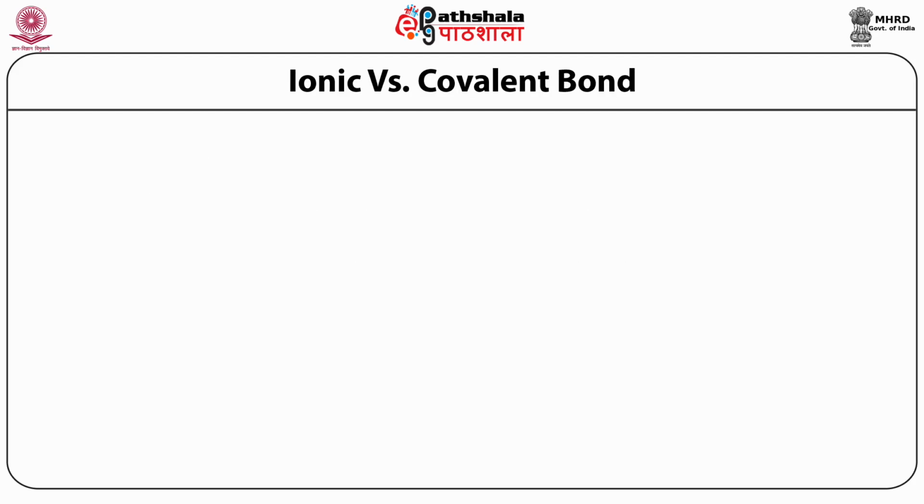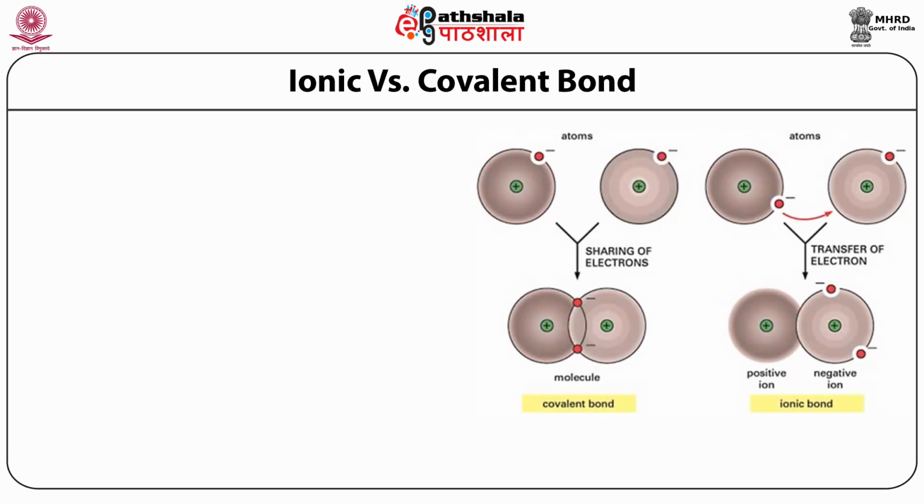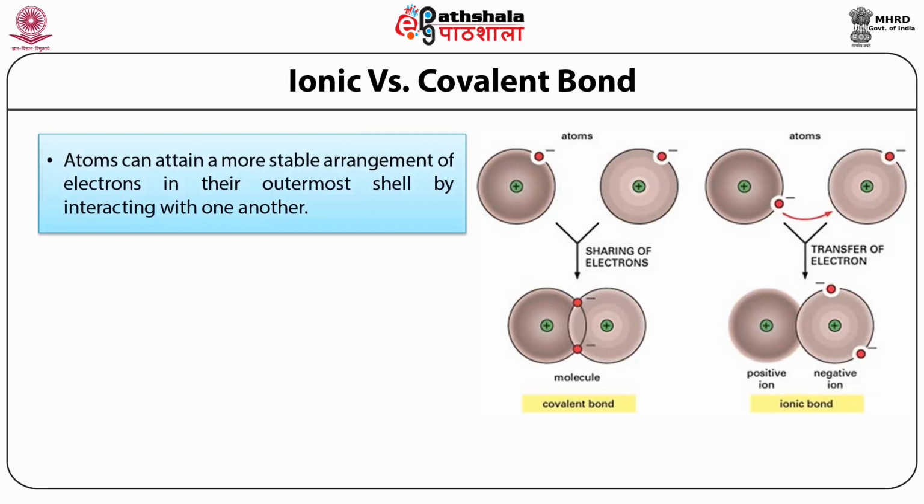This is a case study where we show you there are two types of bond possible amongst the atoms, most often occurring in macromolecules like protein, DNA, carbohydrates. They are formed either as ionic or covalent bonds. In many cases we may find coordinate valence also. However, this picture shows how atoms can attain a more stable arrangement of electrons in their outermost shell by interacting with one another.